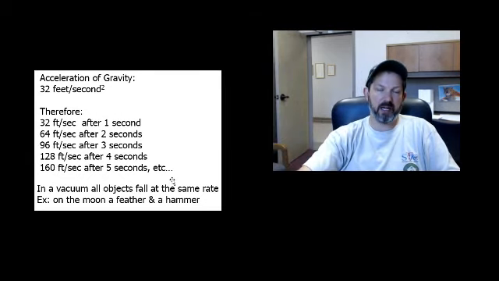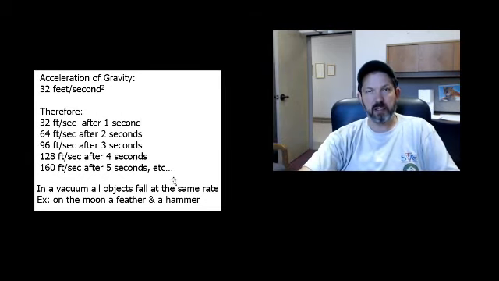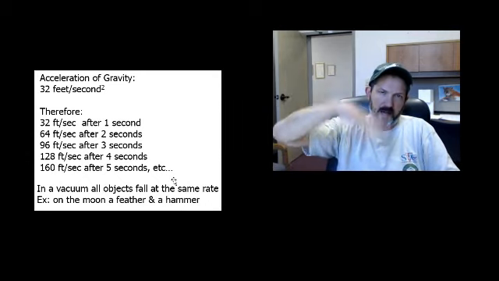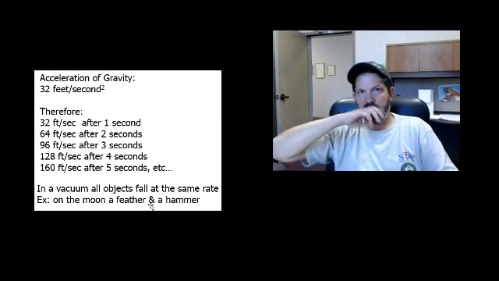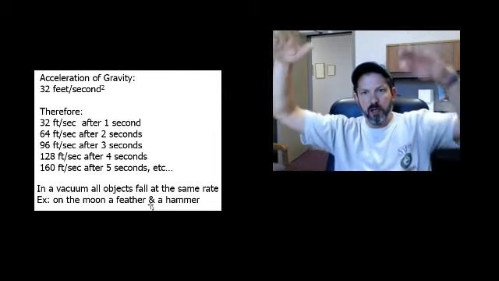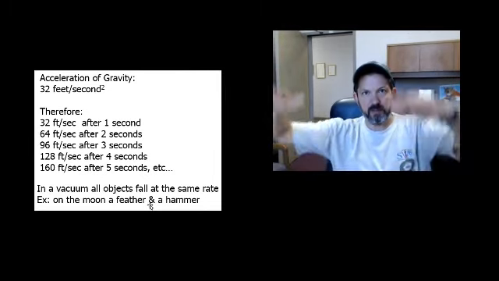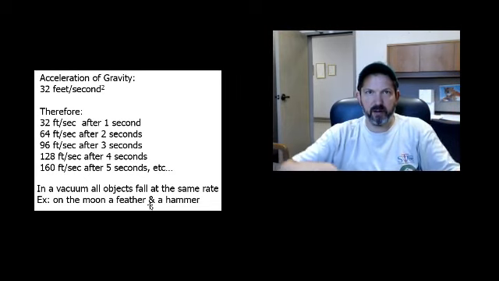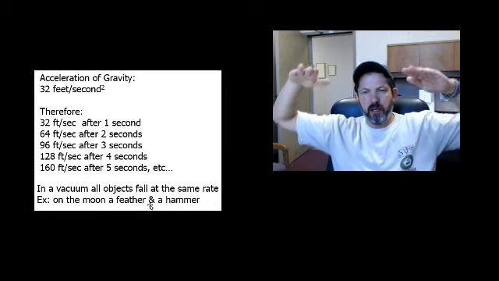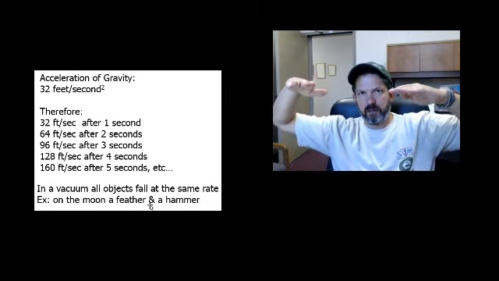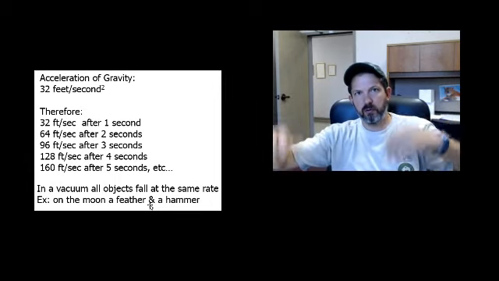You will reach a maximum, a terminal velocity, because of the air resistance. In a vacuum, you don't have to deal with the air resistance, and so whether you drop a feather or a hammer, they're going to go at the same speed. In fact, they did this experiment on the moon, and you can find a video, I should look for that, where they drop a hammer and a feather at the same time, and they land at the same time.